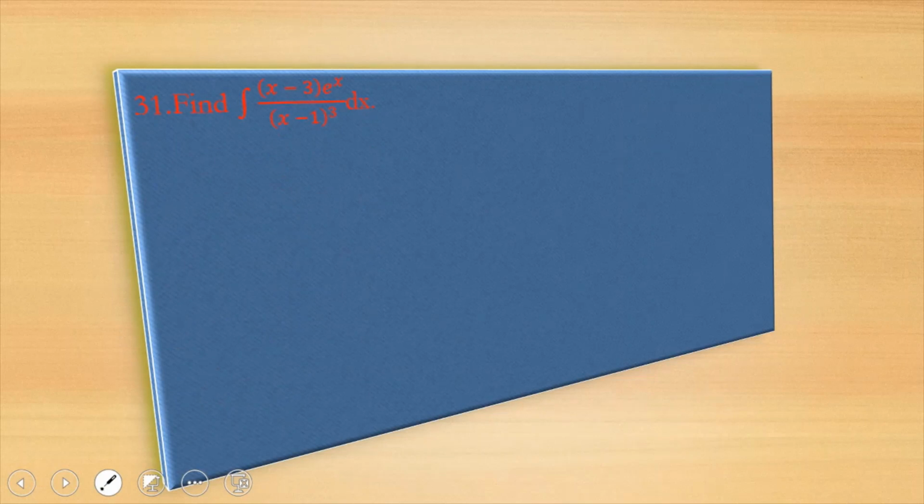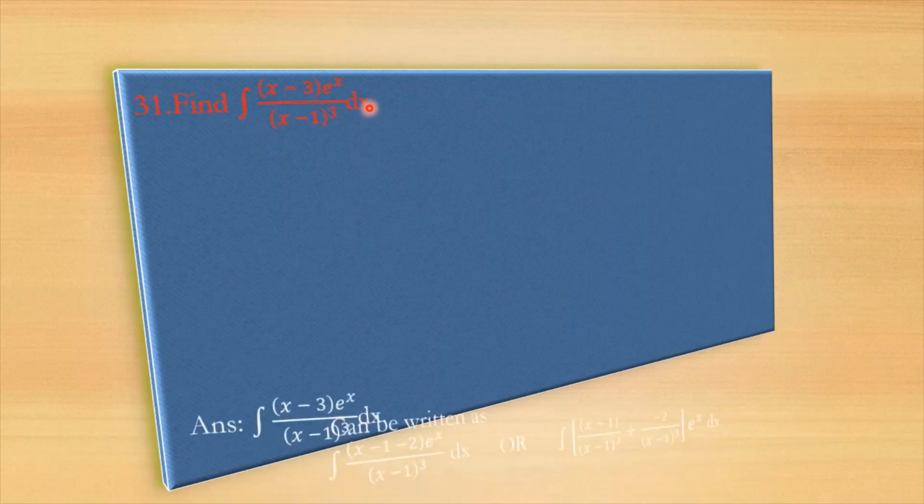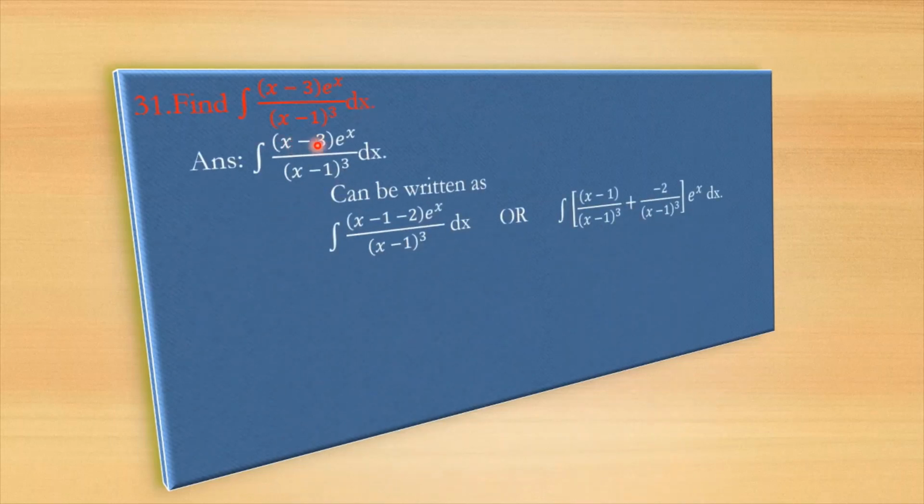Question number 31 is, find integration of (x minus 3) into e to the power of x divided by (x minus 1) whole cube with respect to x. So let me make here some changes. (x minus 3) e to the power of x divided by (x minus 1) whole cube can be written as (x minus 1 minus 2). Means minus 3 I have written as minus 1 minus 2. Or you can also write it as x minus 1, this is one term, plus this minus 2 as another term. Okay, so (x minus 1) by (x minus 1) whole cube plus (minus 2) divided by (x minus 1) whole cube into e to the power of x.